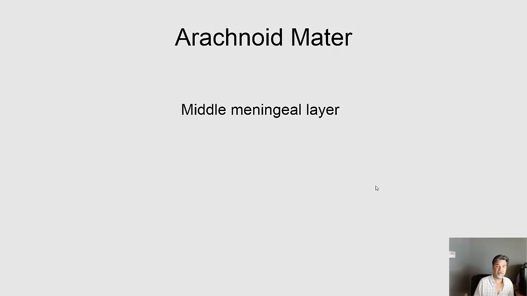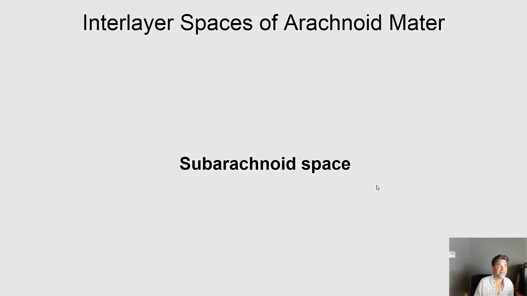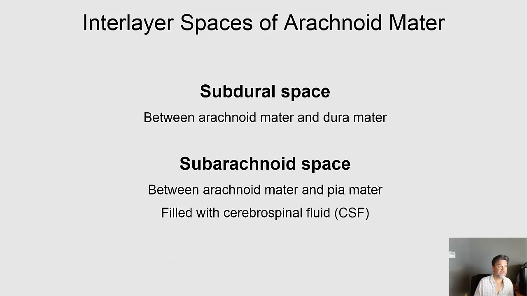The arachnoid mater, arachnoid meaning spidery, is the middle layer, and this is made up of the arachnoid membrane plus some simple squamous epithelia. Ooh, can't forget that stuff, right? So the subdural space is the space in between the arachnoid mater and dura mater. It's very, very small, though, if non-existent, in the spinal cord. The subarachnoid space, though, is much more profound, and where we find, again, cerebrospinal fluid.